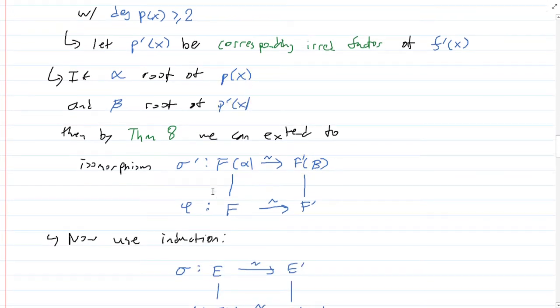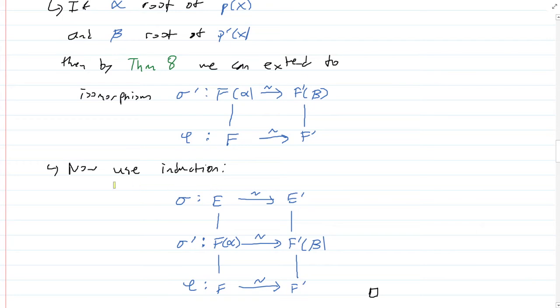Right. So we have that isomorphism, and now to complete the proof we just use induction, because now we have this isomorphism, and now we're going up to the whole splitting field, right? So E is the splitting field over f of the polynomial f of x. Let me write this down. So E is a splitting field over f of the polynomial f of x, right?